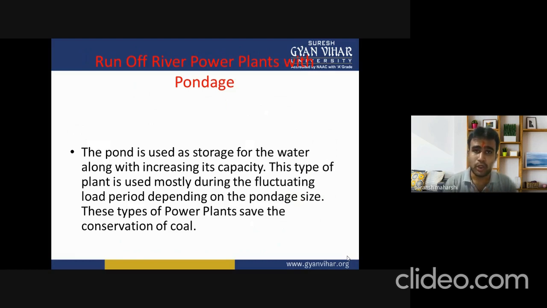But here in this topic and in this type, we will consider some storage capacity, which is used because it is applicable for large applications compared to a power plant without pondage. And the pond is used as the storage for the water along with increasing its capacity. Means here we will increase its capacity. And this type of power plant is used mostly during the fluctuating load period depending on the pondage size.